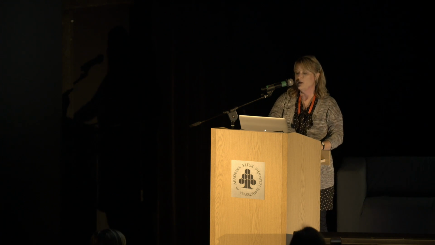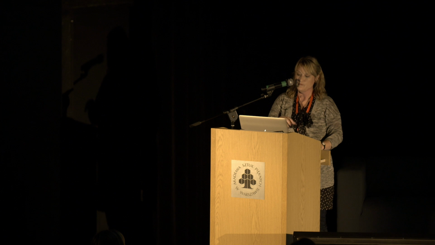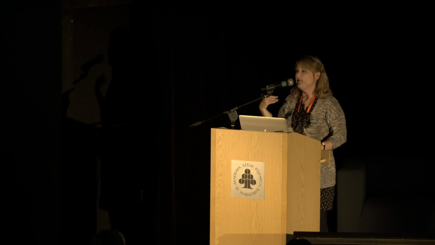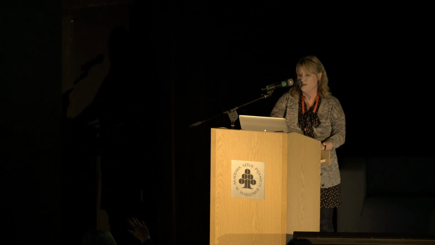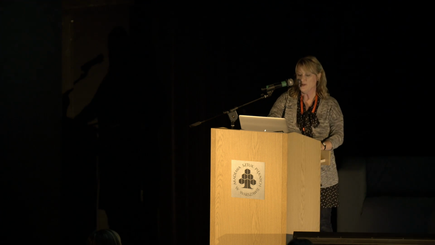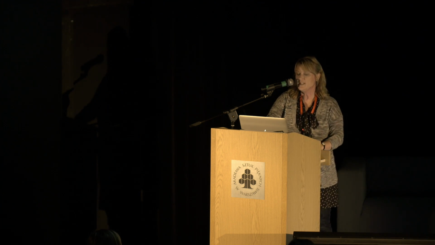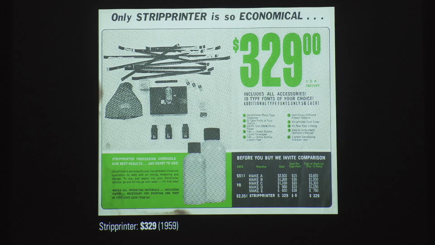Another machine was the ProType, which sold for $600. Sorry, the Typositor was $2,400. So much cheaper was the ProType, which offered display type for $600, and then even cheaper was the Strip Printer, and their whole campaign was, we're cheap and flexible. Look what you can do. You don't lease our machine. For just $329, you get all of this. You get, I think, 10 typefaces.